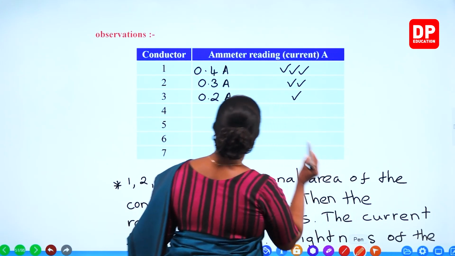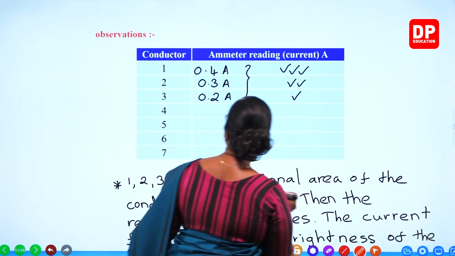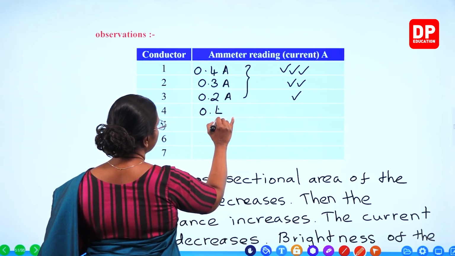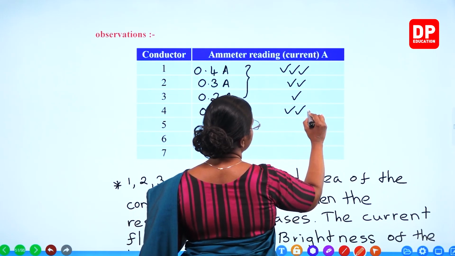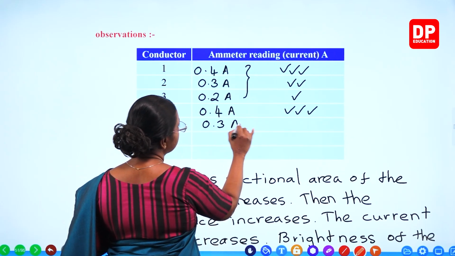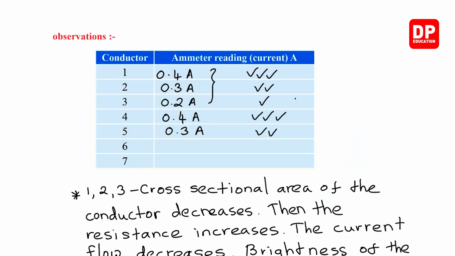So that is for these 3. Then we have the fourth one. Fourth one, there was a current flow of 0.4 amperes and the brightness was very high. And then fifth one, 0.3 amperes, the brightness was somewhat low. So here this was nichrome, this was copper, and this was iron.